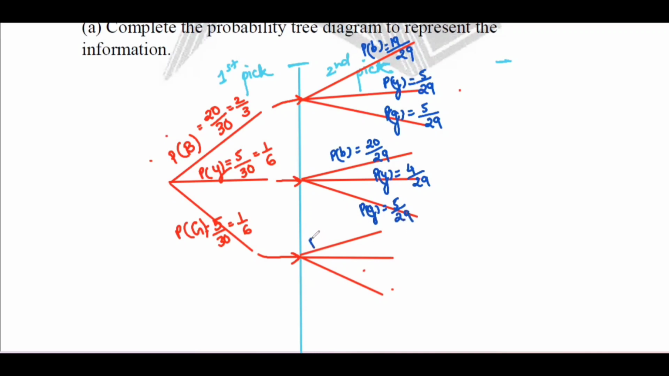Here probability of choosing blue, obviously the number of blue marbles will remain the same, that is 20 out of 29. Probability of yellow is, previously it was 5 and still it should be 5 because he has chosen green in the first pick in this case, out of 29. Now the probability of picking green is, since he has already chosen one green marble, the remaining are 4 out of 29. So this is our complete tree diagram of the information that is being provided. Now let me see the question related to this.